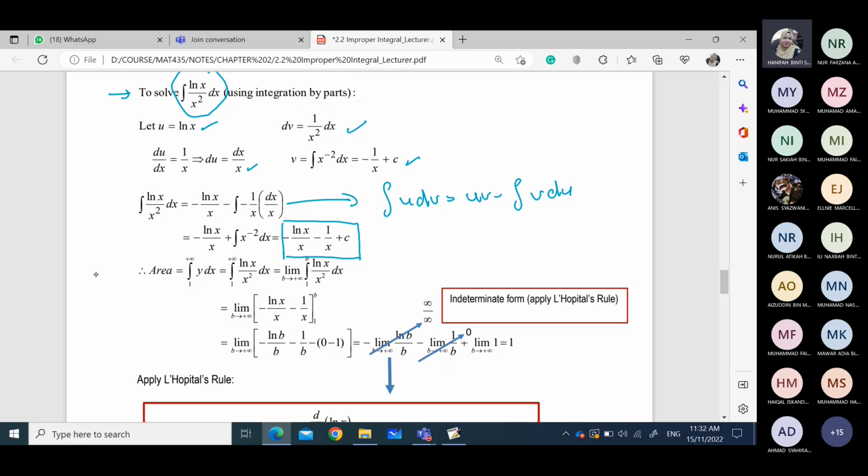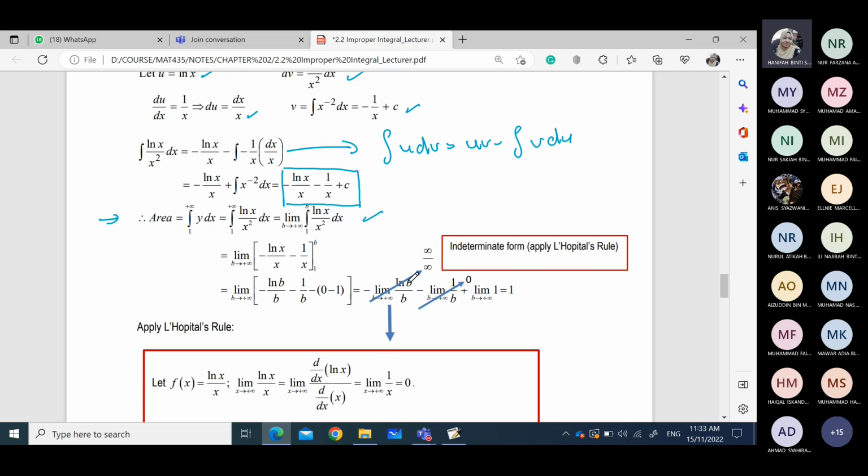Okay, so next, since the area involves an infinite interval, we can say that this is an improper integral, and then we need to use this definition to solve this problem. Okay, so it is equivalent to the limit as b approaches infinity of the integral of natural log of x over x squared, where x is 1 to b. Okay, so b is approaching infinity. So you find the limit.